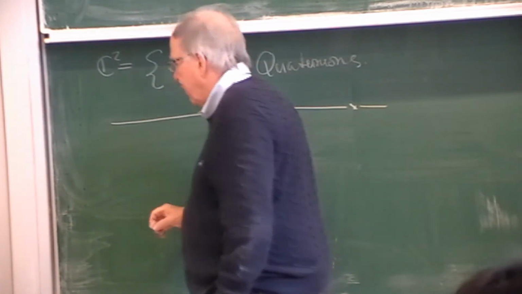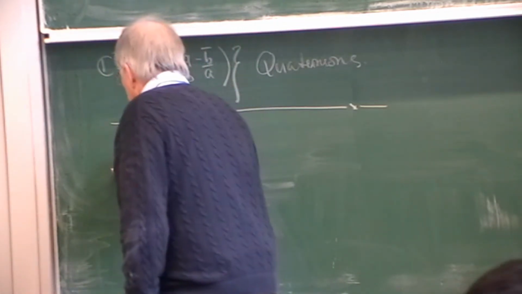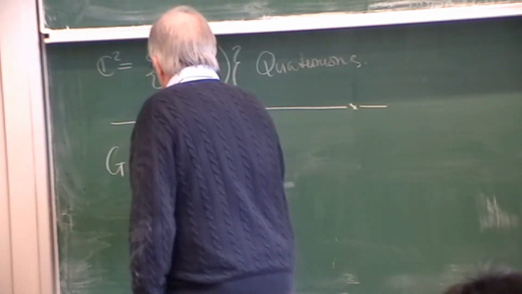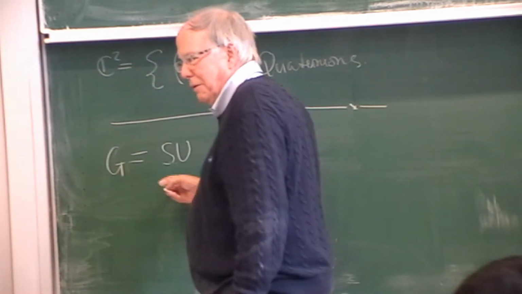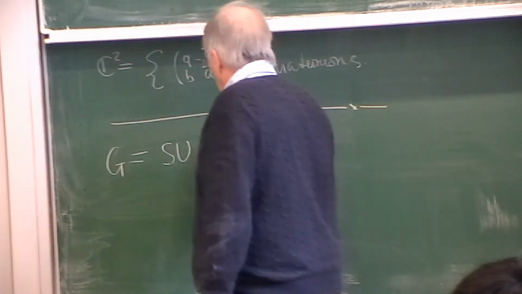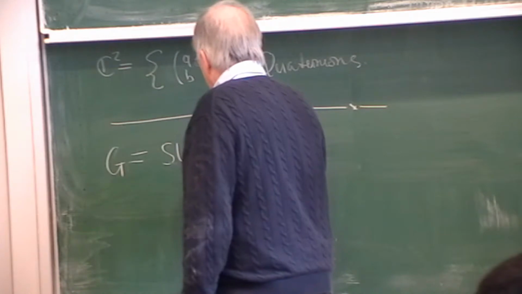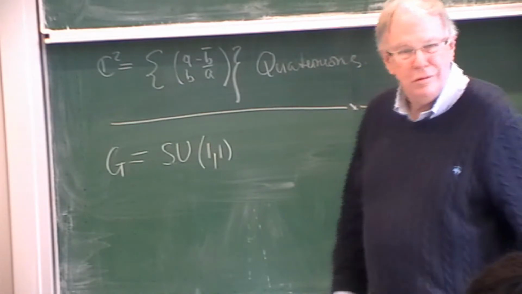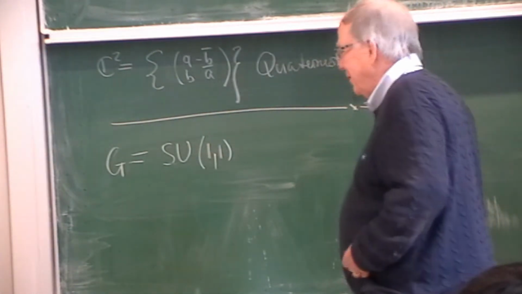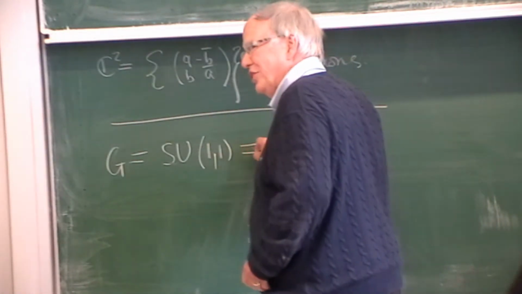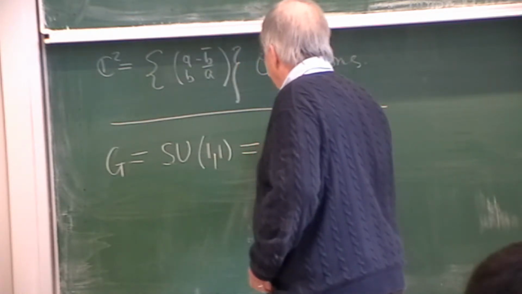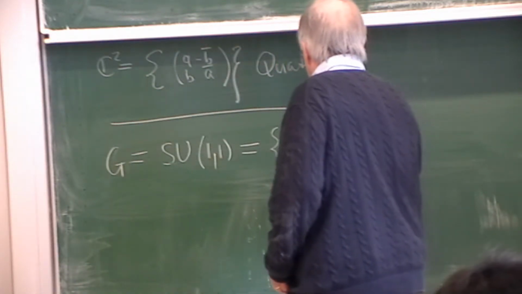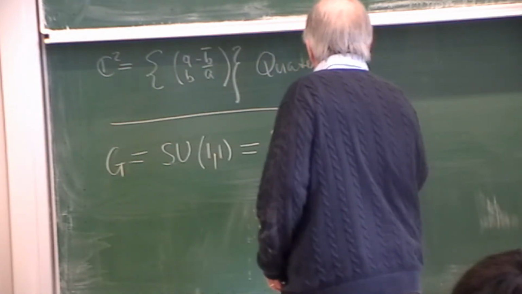And as you all know, one of my favorite groups is G equals SU. I'm always liking things that are unitary. SU(1,1) is one of my favorite groups. Well, same definition. This is the set of B such that H composed with B equals H.